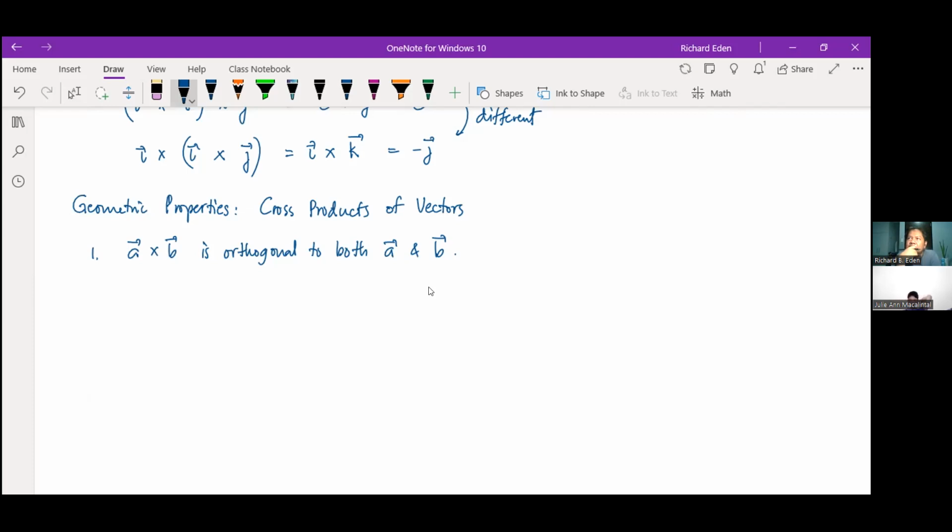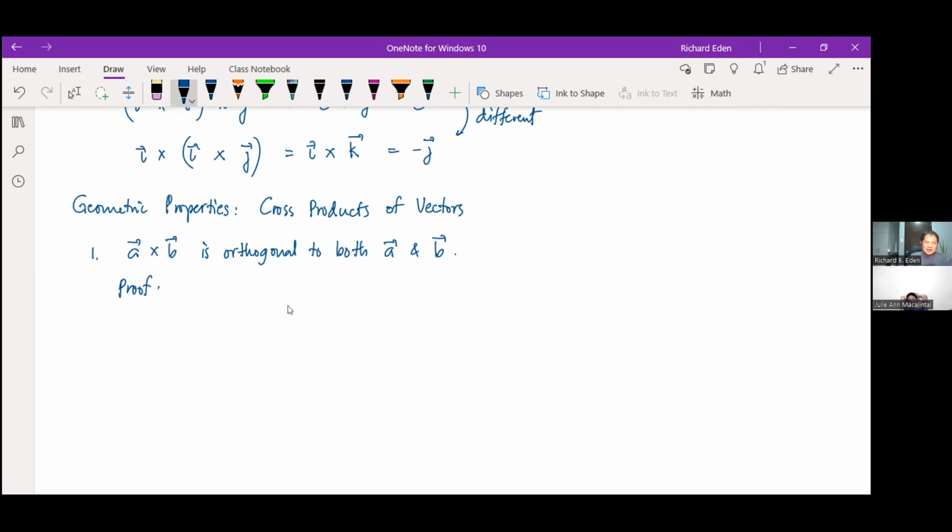Why would this be important? There are certain geometric applications where, given two vectors, we need a third vector which is perpendicular to both the given vectors A and B. What the cross product gives us is an easy way to come up with something that's orthogonal to A and B. And to prove this, all right, proof. Two vectors are orthogonal if and only if their dot product is 0.